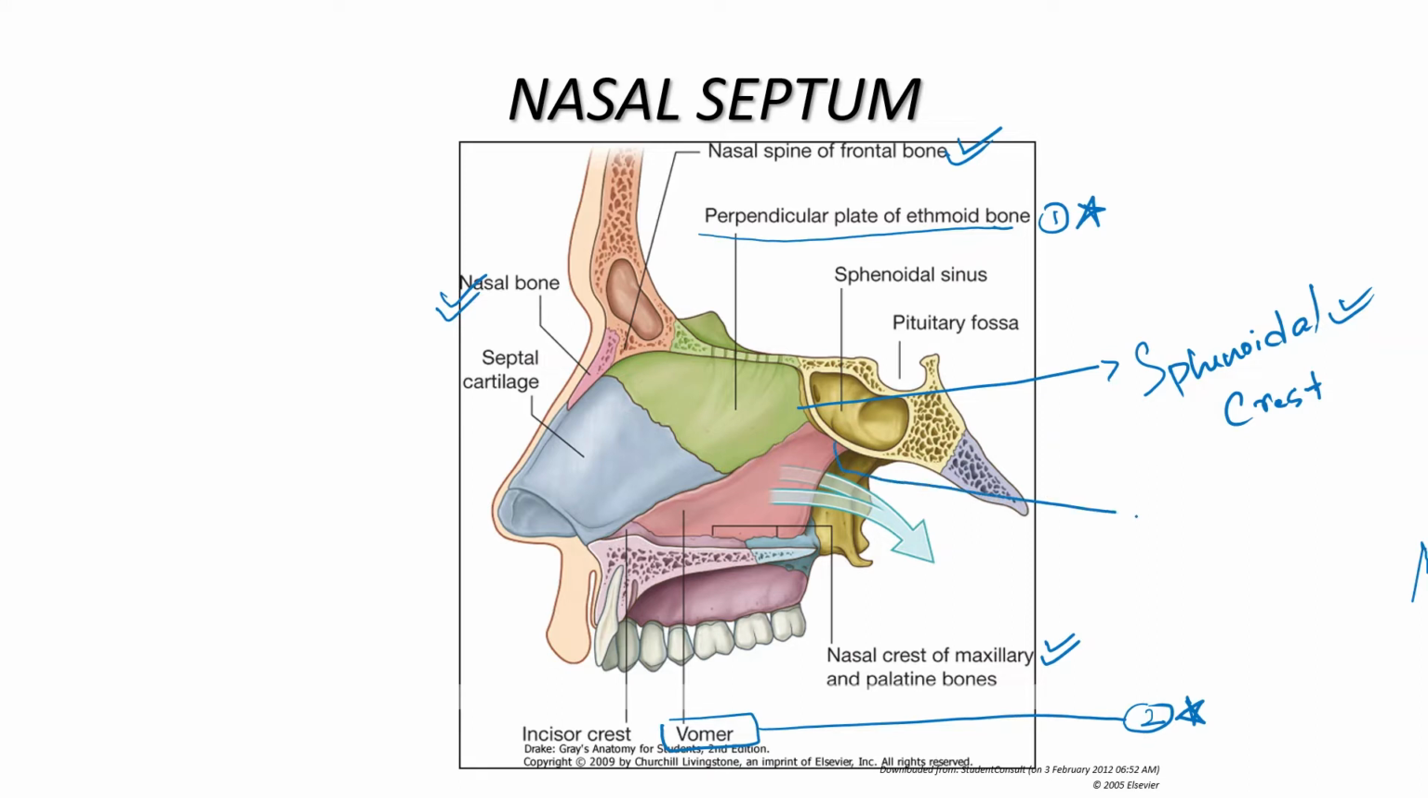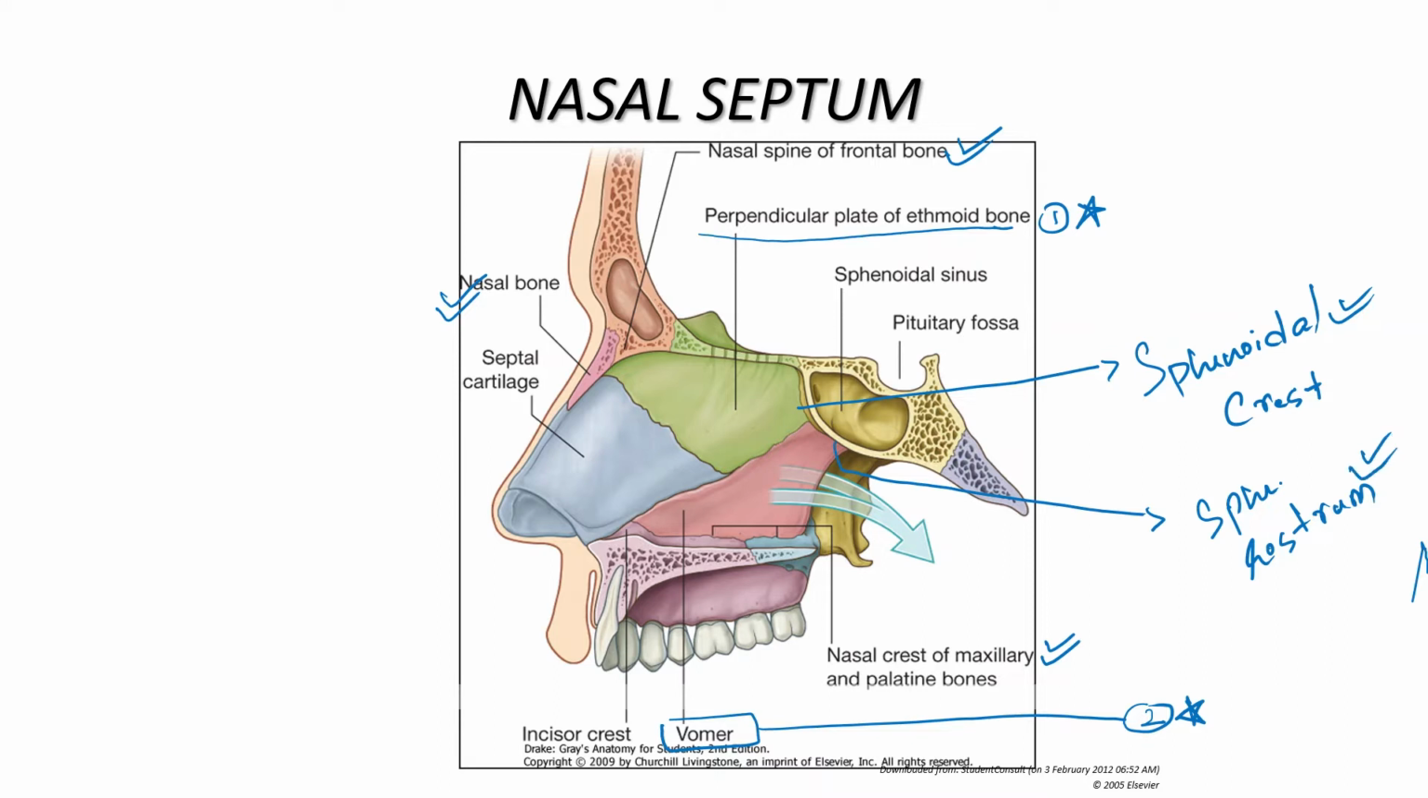This part of the sphenoid, which is seen to articulate with the vomer, is called the sphenoidal rostrum, or simply the rostrum of the sphenoid. So all these make up the accessory bones.